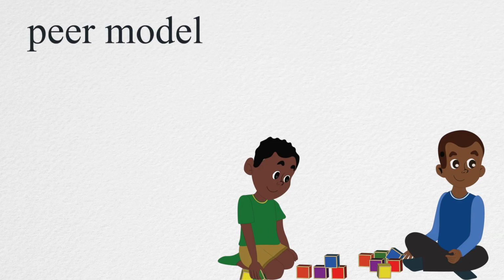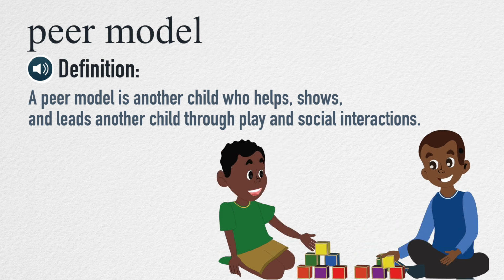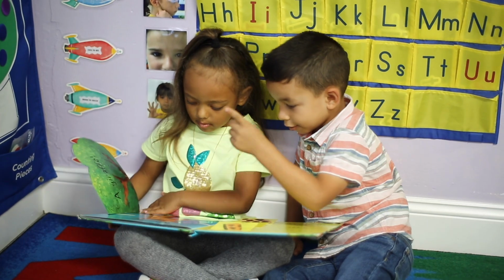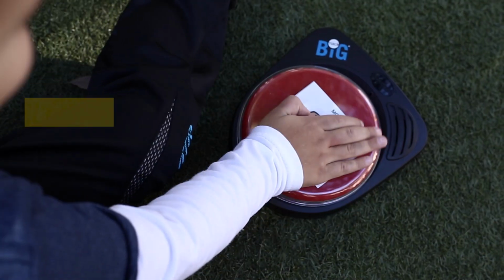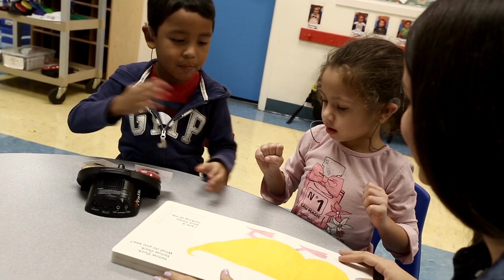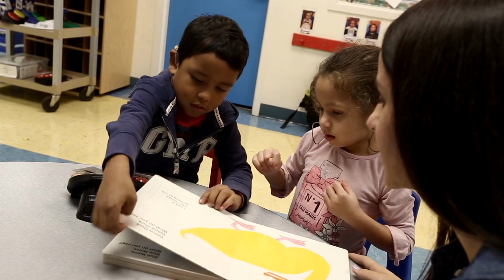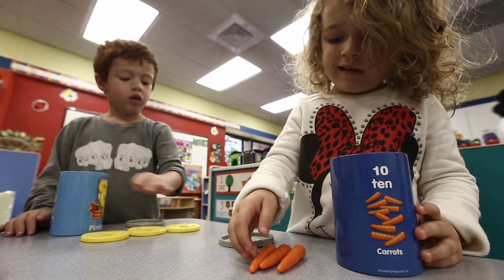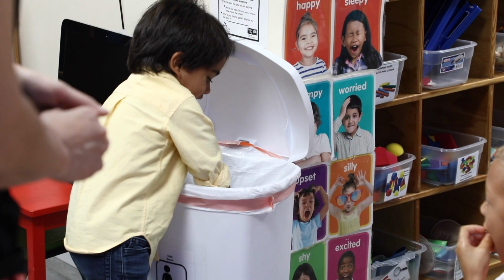A peer model is another child who helps, shows, and leads another child through play and social interactions. Peers also model typical classroom behaviors such as taking turns, sharing, and participating across activities. Children with different abilities benefit from seeing others like them perform the same tasks or skills they are expected to do. In return, typically developing peers benefit from developing confidence and empathy as they serve as classroom helpers or leaders.